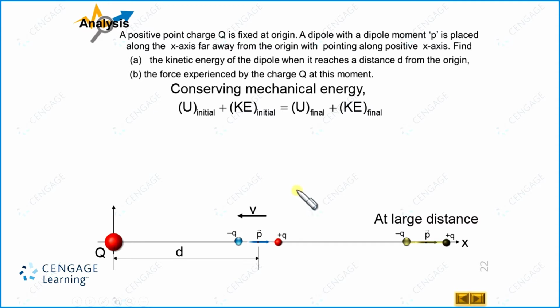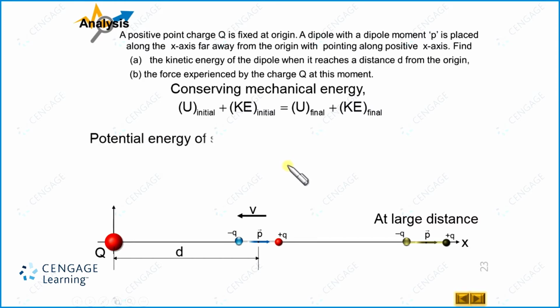Okay, now at a large distance, the potential energy should be 0, and initially we have held this dipole. That means it is not free to move initially. That means it has initial kinetic energy 0 and initial potential energy also 0, and we need to calculate the final kinetic energy. We can find the final potential energy of the dipole and charged particle system. Here we can write the potential energy of the system associated with this charged particle and dipole as equal to minus P dot E.